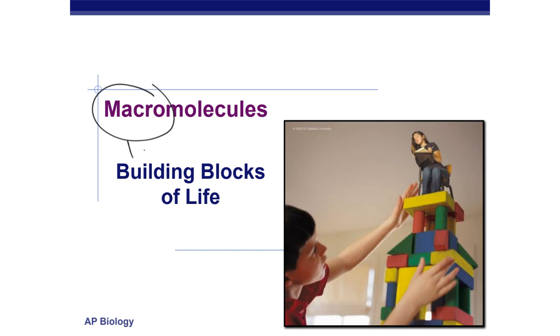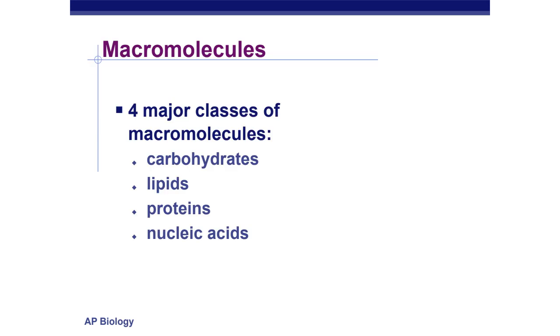Macro means large. So these are going to be these large polymer building block of life molecules, not elements, not just carbon, not just oxygen. We're going to be talking things like proteins, carbohydrates, lipids, nucleic acids. So there are 4 major classes of macromolecules, or you'll see them referred to a lot as organic compounds. A lot of the times in study materials and such, these two things will be interchangeable. So there are 4 major classes of them.